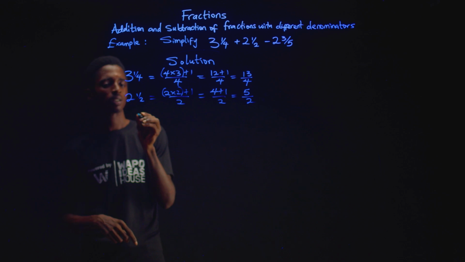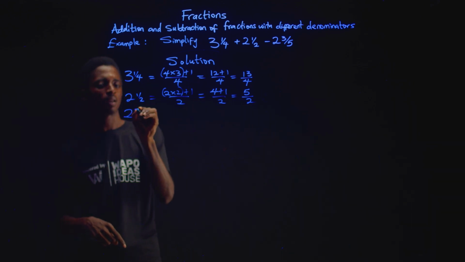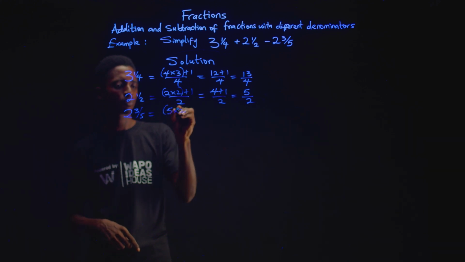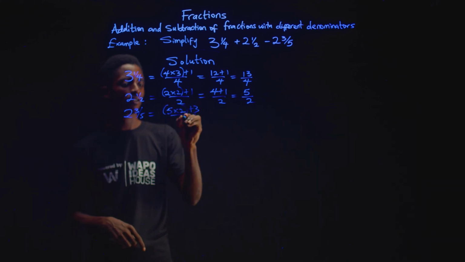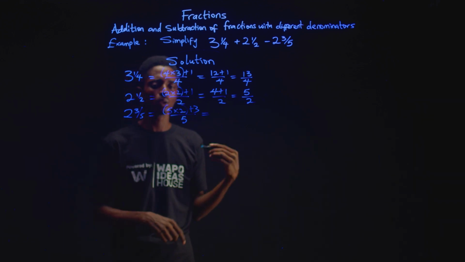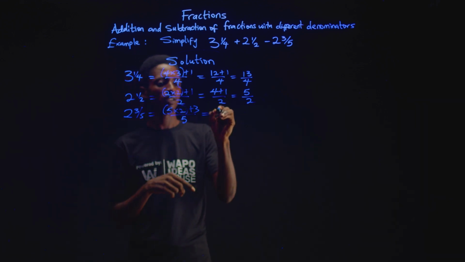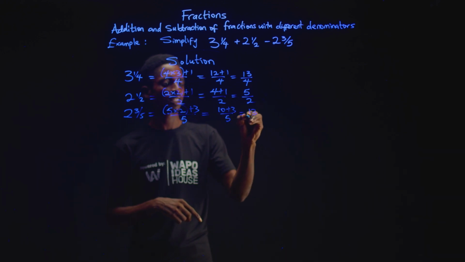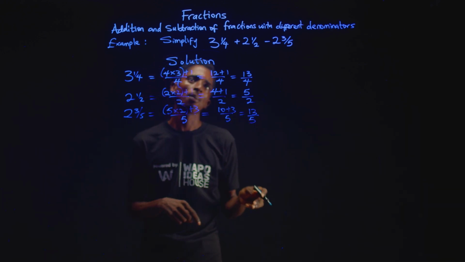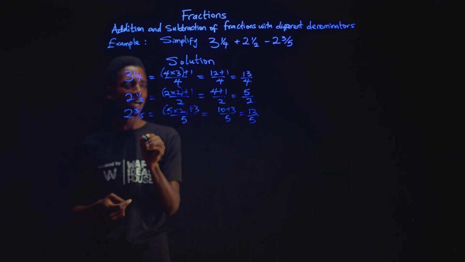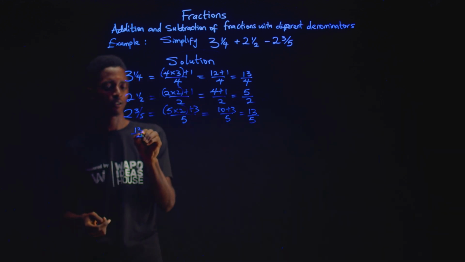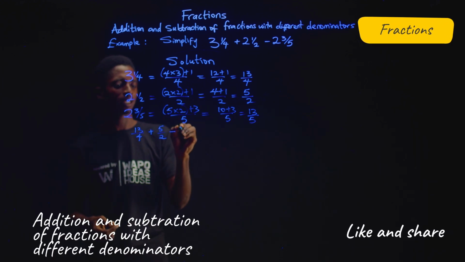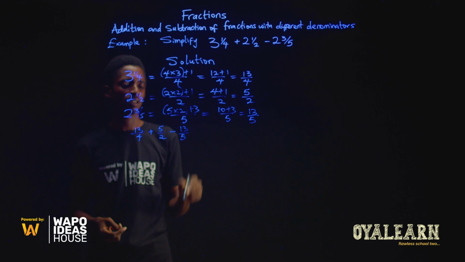And then for the third, we have 2 whole number 3 over 5, which would give us 5 times 2 plus 3 over 5. And when we do this, we will have 10 plus 3 over 5, which is 13 over 5. Making the problem to be written as 13 over 4 plus 5 over 2 minus 13 over 5.